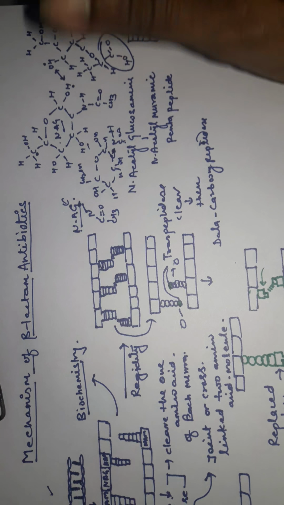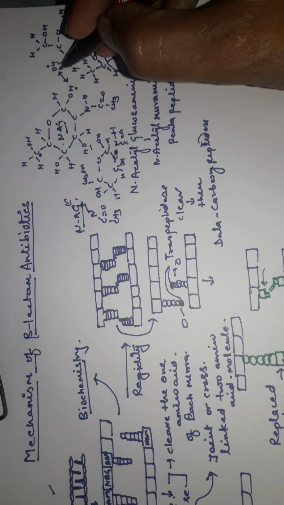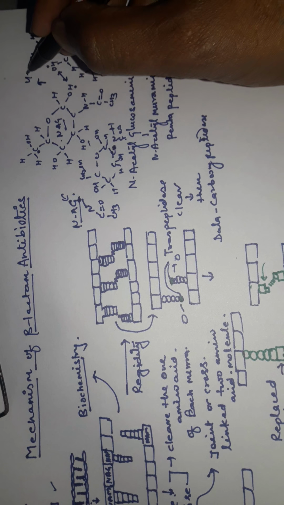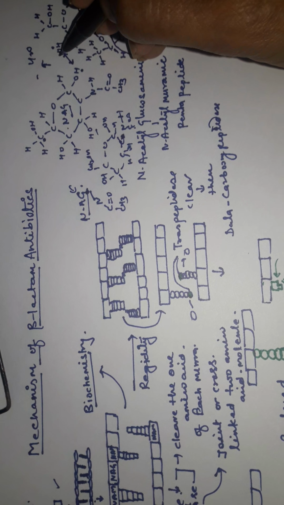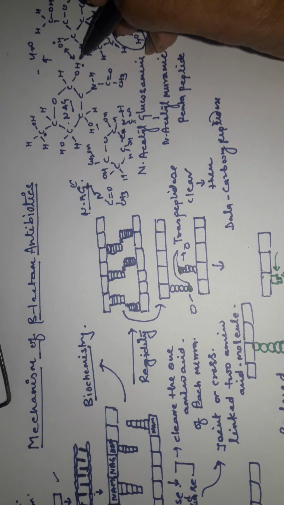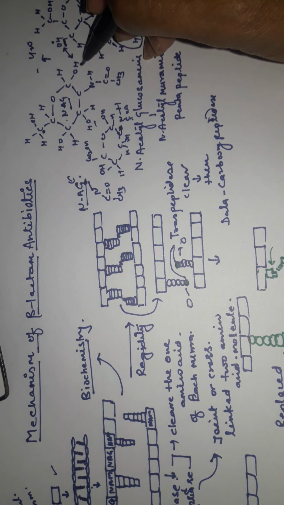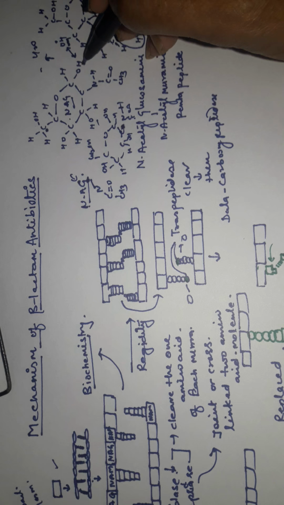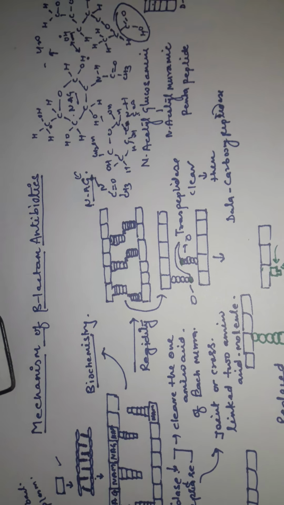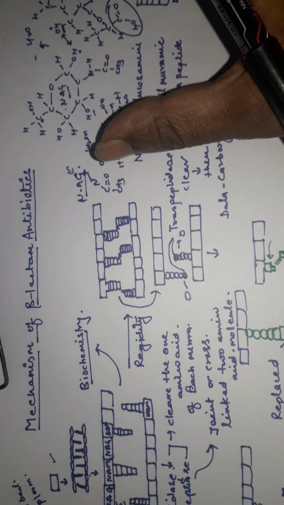Okay, so if you see here, when these join together, one water molecule will be released. Okay, it means a dehydration step takes place. One OH will be released from muramic acid and one hydrogen from the hydroxyl group will be replaced from NAG. So it is the formation of the NAG and NAM complex.